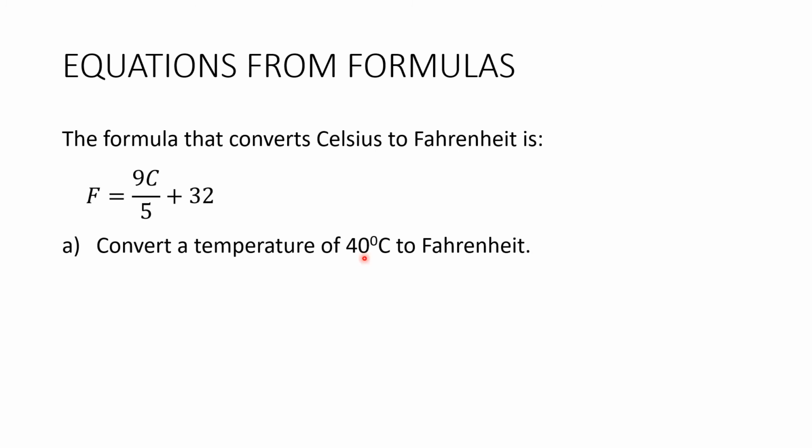So we're going to put the 40 in here. Don't forget there's a times between the 9 and the C. We can just put that in the calculator. 9 times 40 divided 5 plus 32. That's equal to 104 degrees Fahrenheit. Now can you see how that wasn't an equation? It was just a straight substitution, and that's because the thing that we wanted, which was Fahrenheit, was out the front all by itself. This is called the subject of the formula.